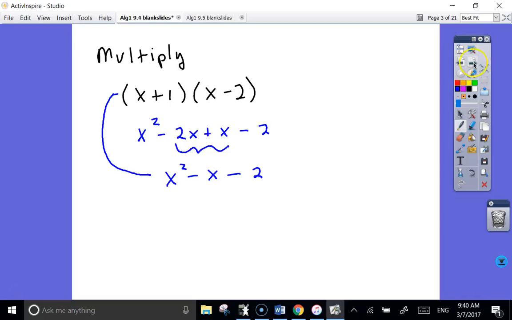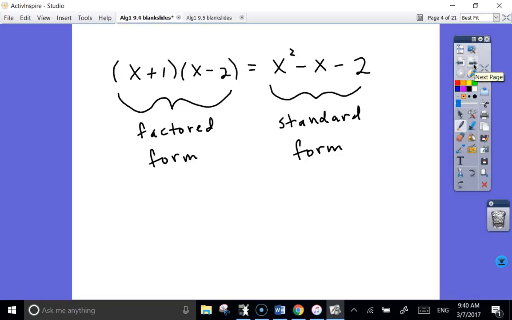So I'll write it, it's on the next slide too. So that's what we multiplied, right? And that's our result in standard form. This is called factored form. This is called standard form, right? Factored form, standard form. Everything we've done until now is to take something that's already in factored form and put it into standard form.